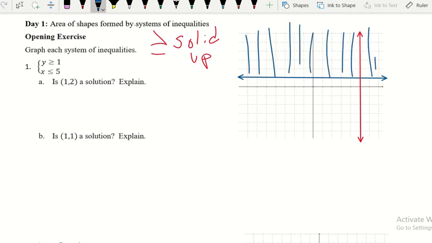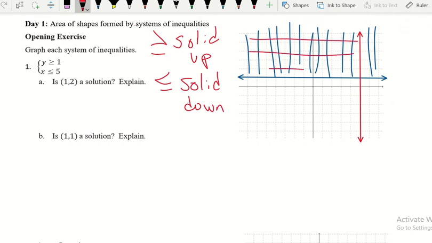If you see just a greater than or less than sign, then we're going to do a dotted line instead of a solid line, indicating the points on the line do not work in the inequality. So if I see a less than or equal to, then that is also telling me it's a solid line, and that I'm going to shade down on my line. Now, it's the x values that are less than that line, so it's actually going this way.